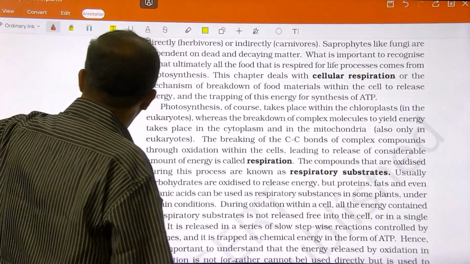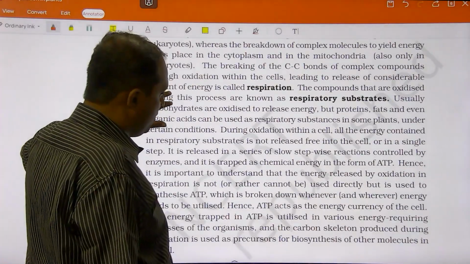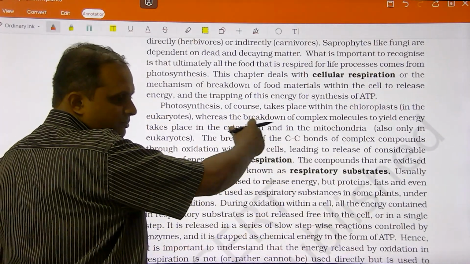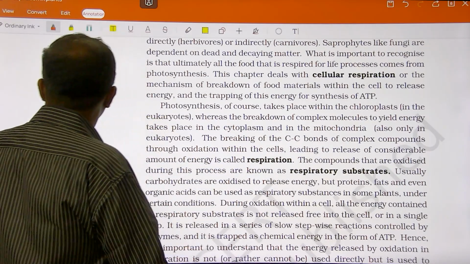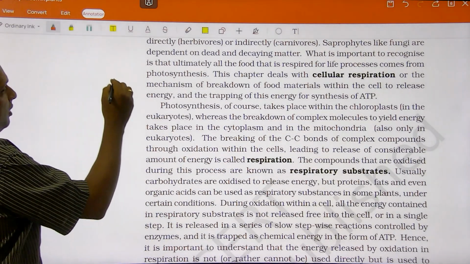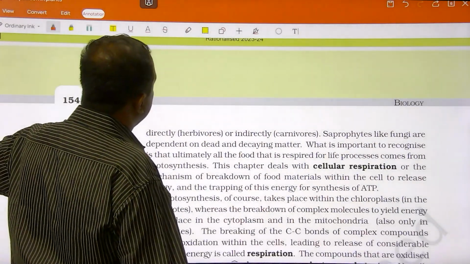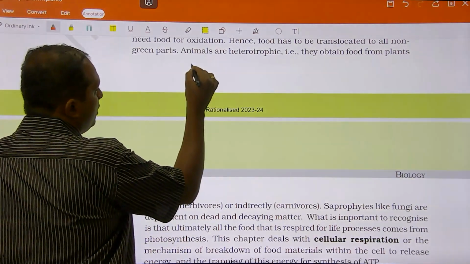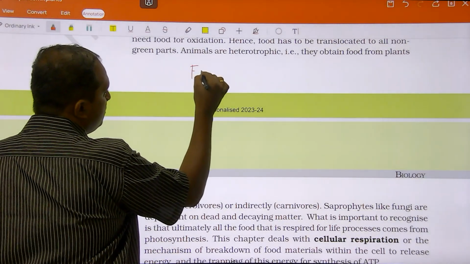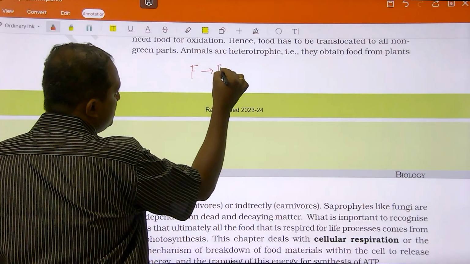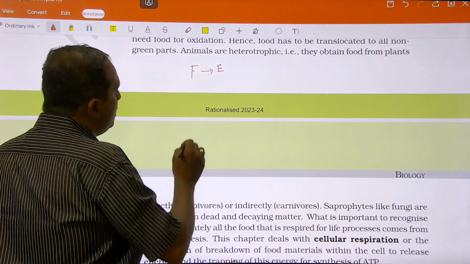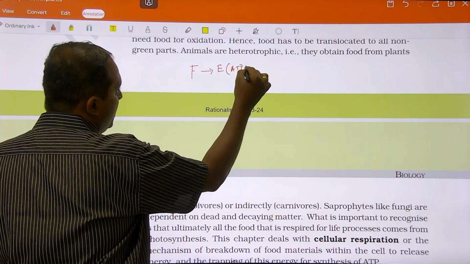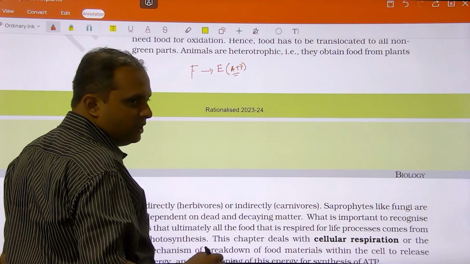Before we get on to this concept, I'm going to talk about something here. Listen. Yeah, so let me use this particular space. You have food getting liberated to energy in the form of ATP, right? Now this E will always be ATP. As I said, ATP is going to be the energy currency of the cell.